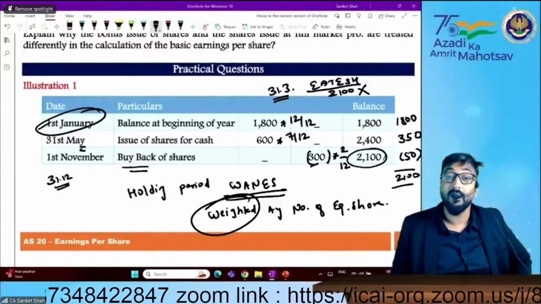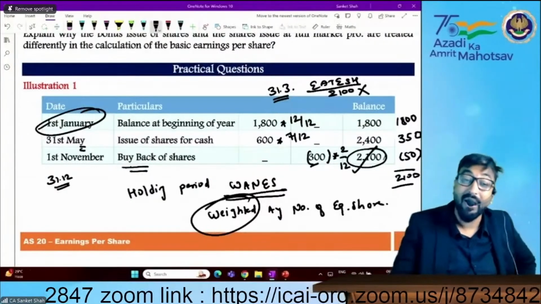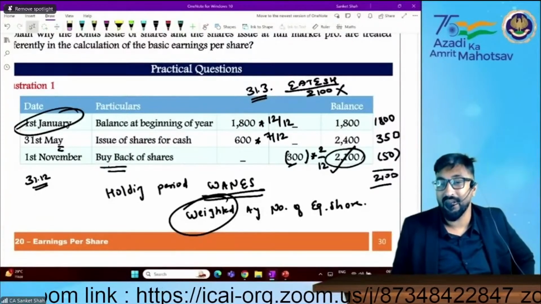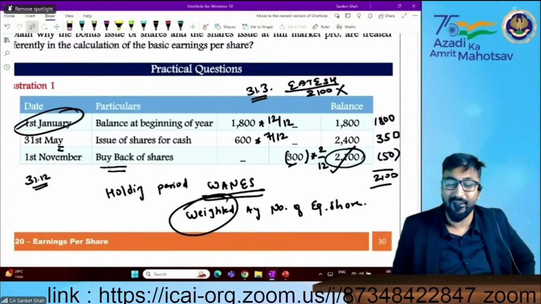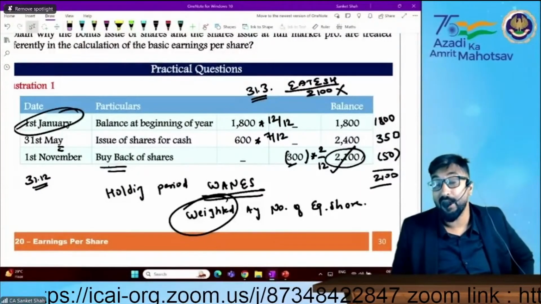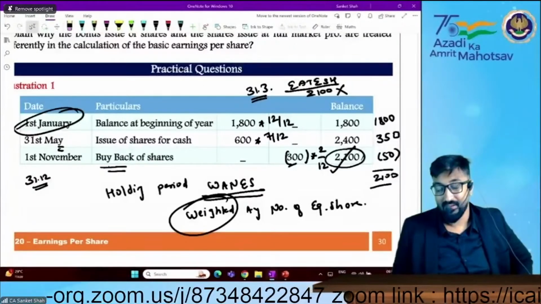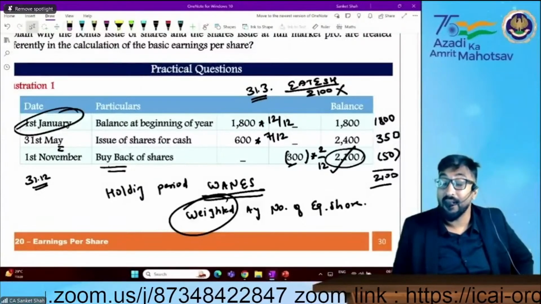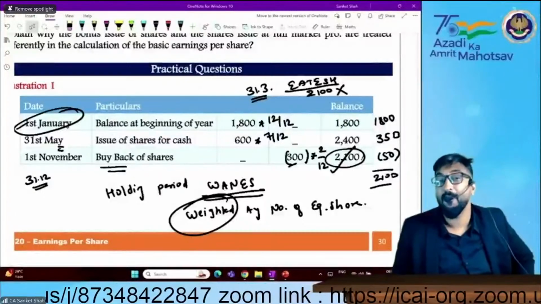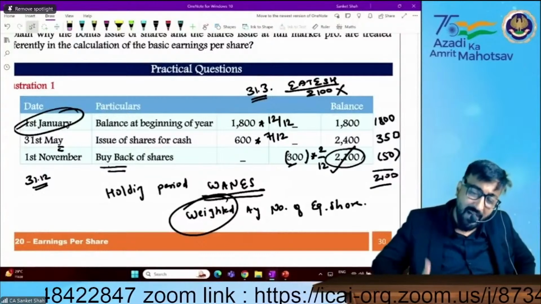So 1800 plus 350 minus 50, and here the answer you are getting is 2100. But your normal answer is also 2100. By coincidence, by calculating the weighted average number of shares, you are getting the answer 2100. It is not so every time. So those students who are dividing directly by 2100 and getting the same answer, wait, that is by coincidence. Whenever you are calculating the number of shares, you should see the holding period, and therefore the institute issued accounting standard 20, if you are issuing shares at different times.